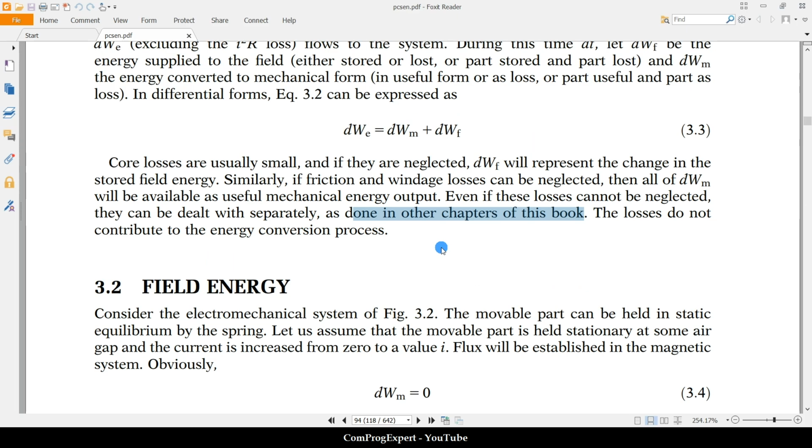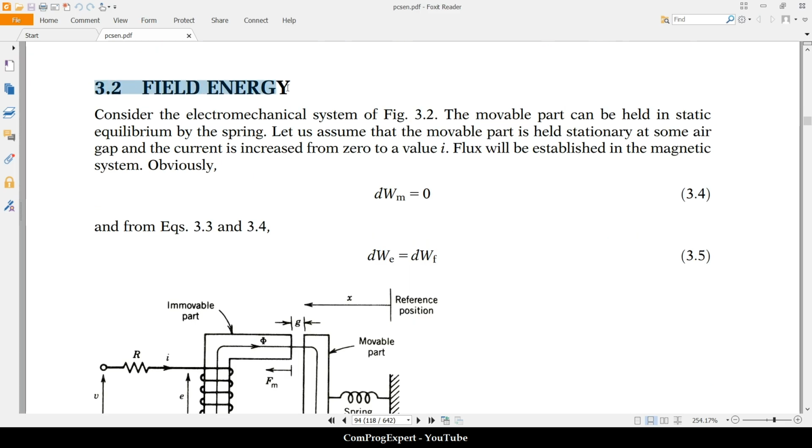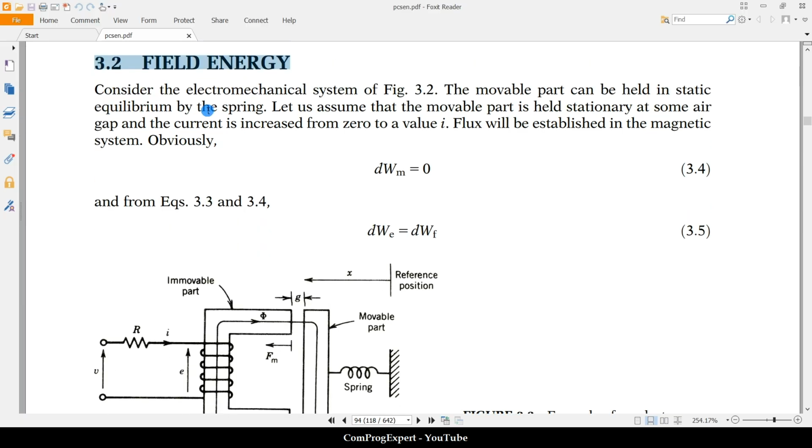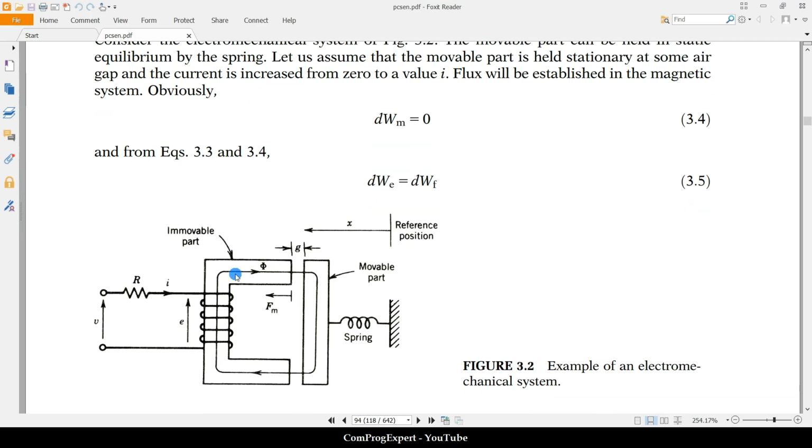In a well-designed electric machine, the percentage of loss should be much lower than the percentage of the net output power, right? Otherwise, the efficiency of the system is very low. The next section, field energy. What is the field energy? And what do we mean when we calculate the amount of the stored energy in a magnetic field, in a permanent magnet, for example? Let's consider this simple example.